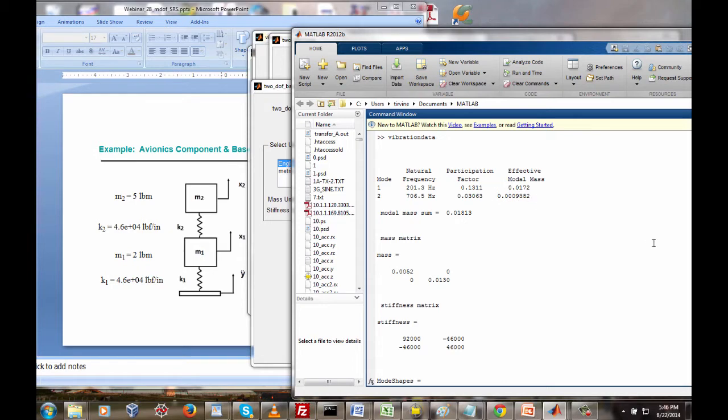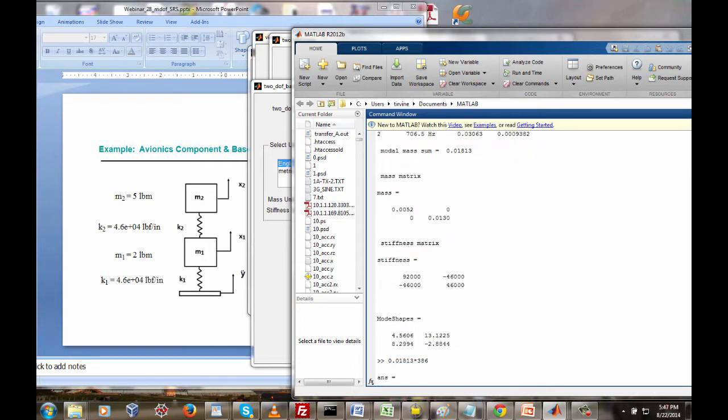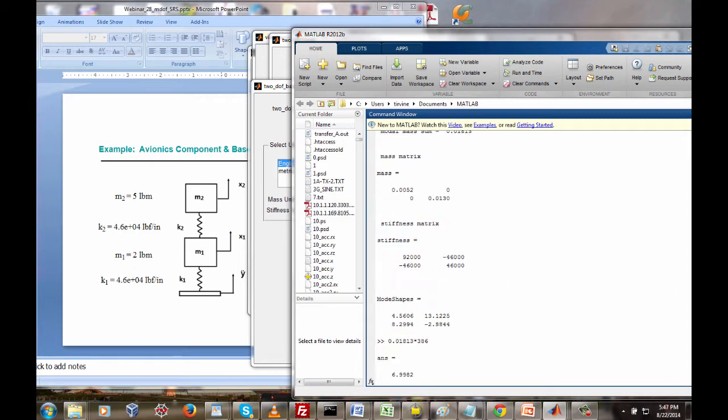And then you can see how the effective modal mass values are distributed. And then we have our mass matrix, and this happens to be in units of pounds force seconds squared per inch. So it's a diagonal mass matrix, symmetric. Then the stiffness matrix. The stiffness matrix is fully populated, but it's still symmetric. You can see the stiffness values there. That's pounds force per inch.